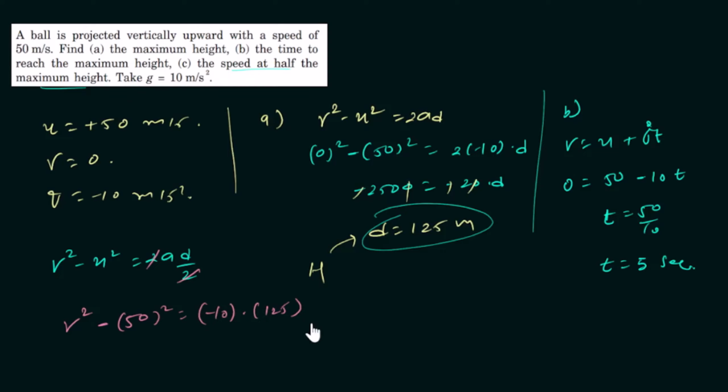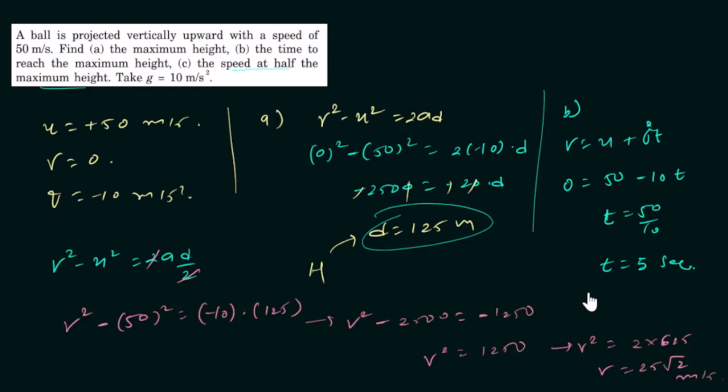So here v squared minus 2500 equals minus 1250. So v squared is going to be 1250, right? Basically v squared is going to be 2 into 625. v is going to be 25 root 2 meters per second. So that will be the answer for the speed at half of the maximum height.